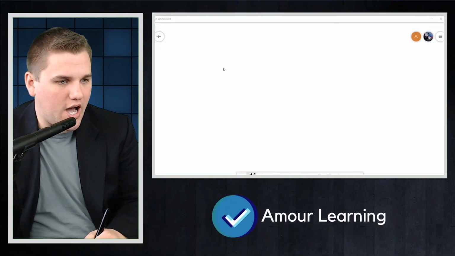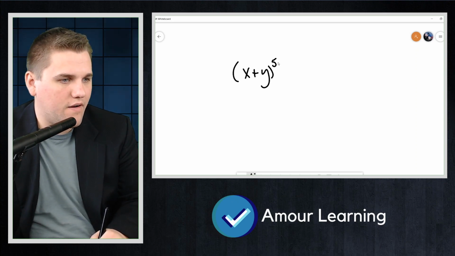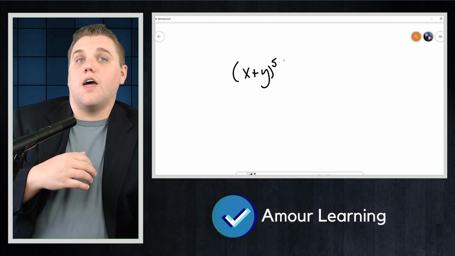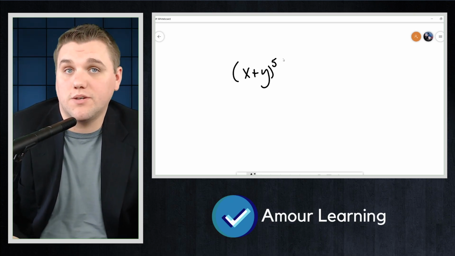Coefficients are the coefficients in the expanded version of a binomial, such as x plus y raised to the fifth power. Now, what happens when we multiply such a binomial out?